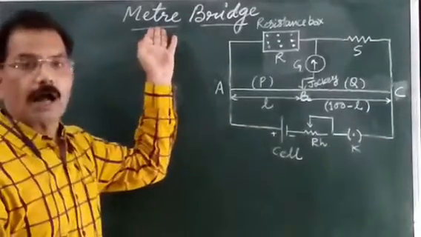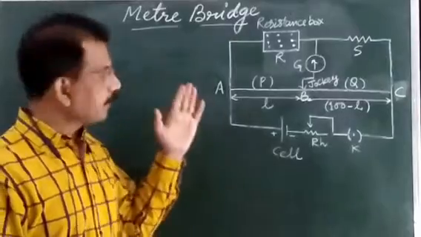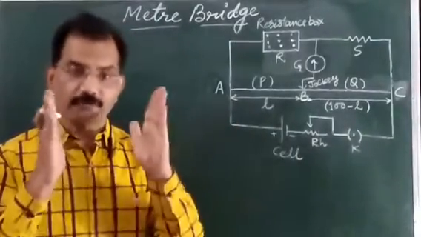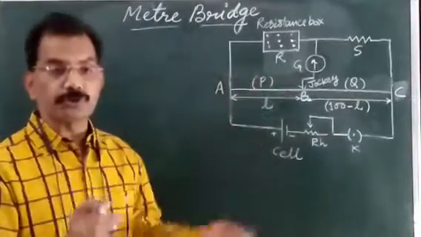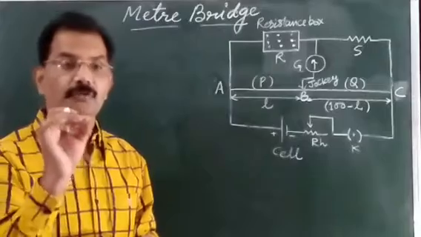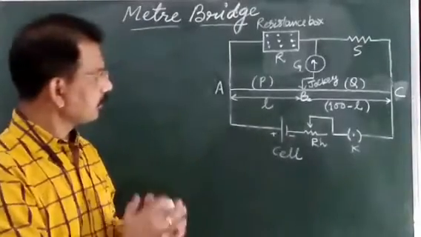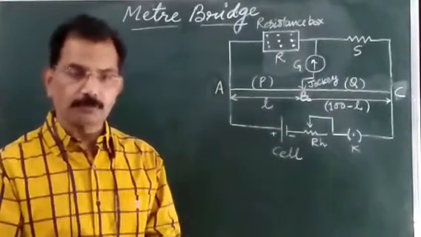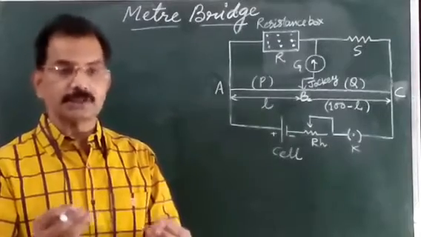In this video, I am going to discuss the meter bridge. Meter bridge is a device which works on the principle of Wheatstone bridge, and it is used to measure the unknown resistance of a wire. So simply you can say, meter bridge is a device that works on the principle of Wheatstone bridge, and it is used to determine the resistance of the wire.